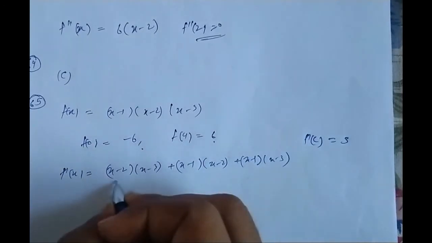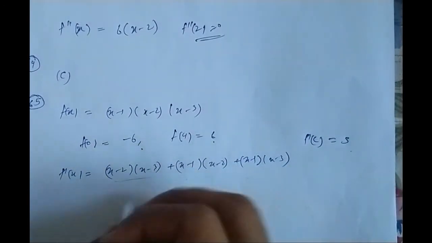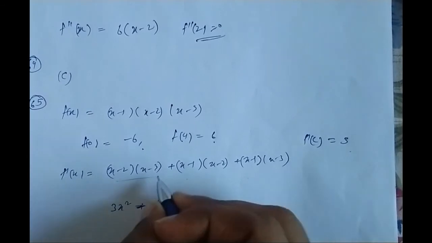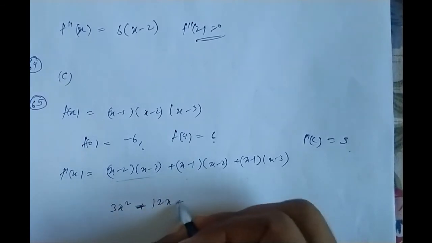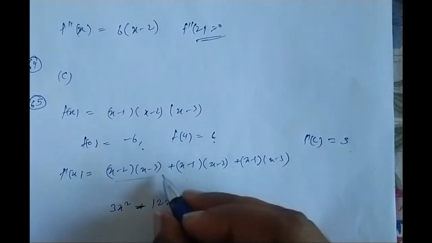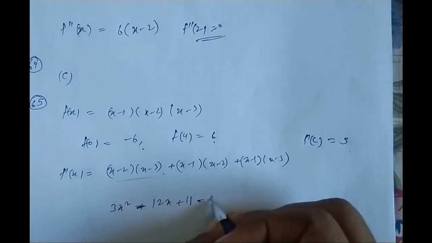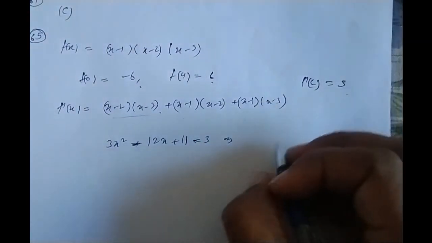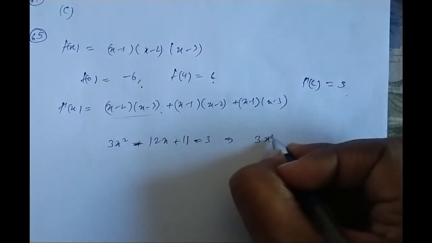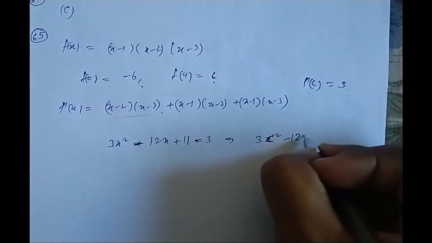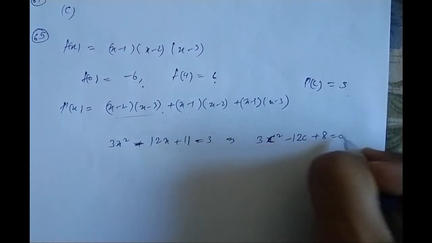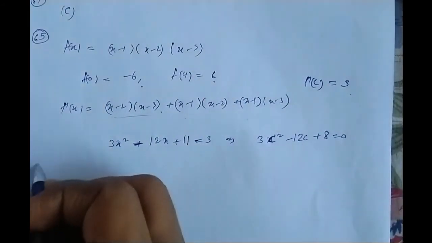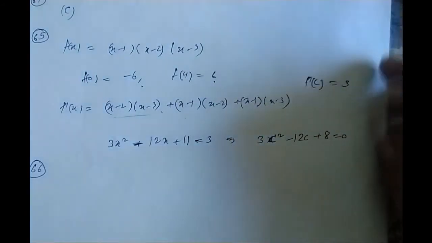So this f dash c should be equal to this. So 3x square minus 12x plus 11 should be equal to 3. Now we can calculate the value of c for this. So 3c square minus 12c plus 8 is equal to 0. Okay, moving on to the next question, question number 66.